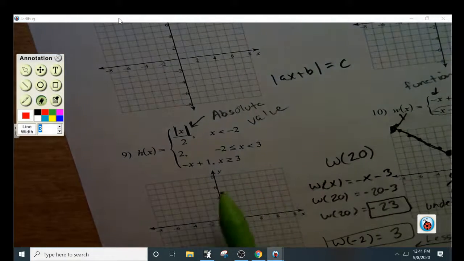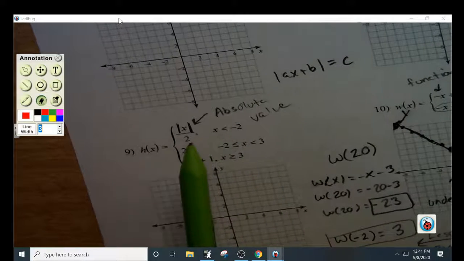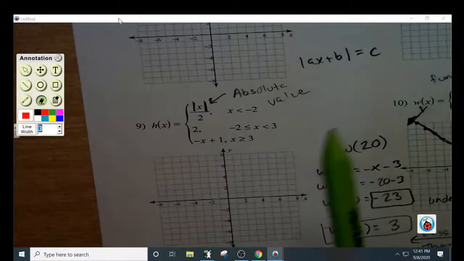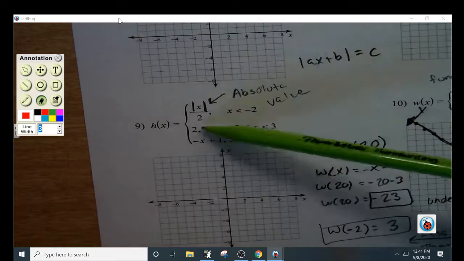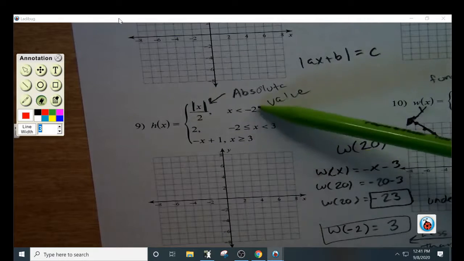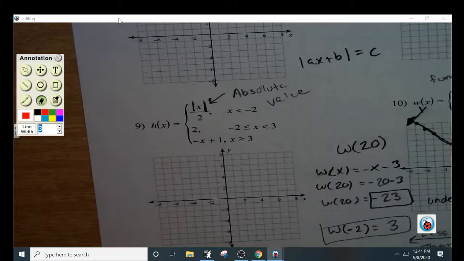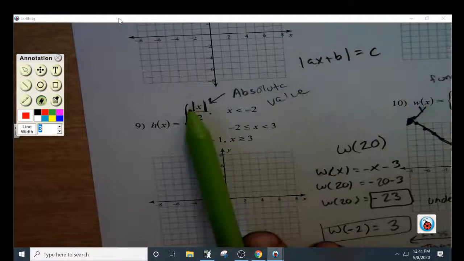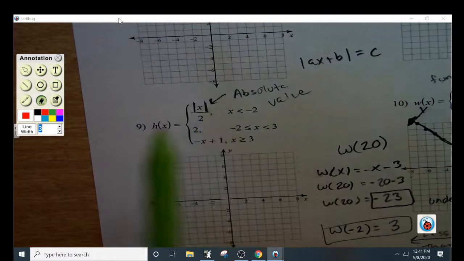So guys, notice that you have a 3-piece piecewise function this time. You got 3 pieces, okay? 1, 2, 3. All right. You got 3 different domains, okay? Now, so guys, we're gonna graph this top one first. Let me move this out of the way.